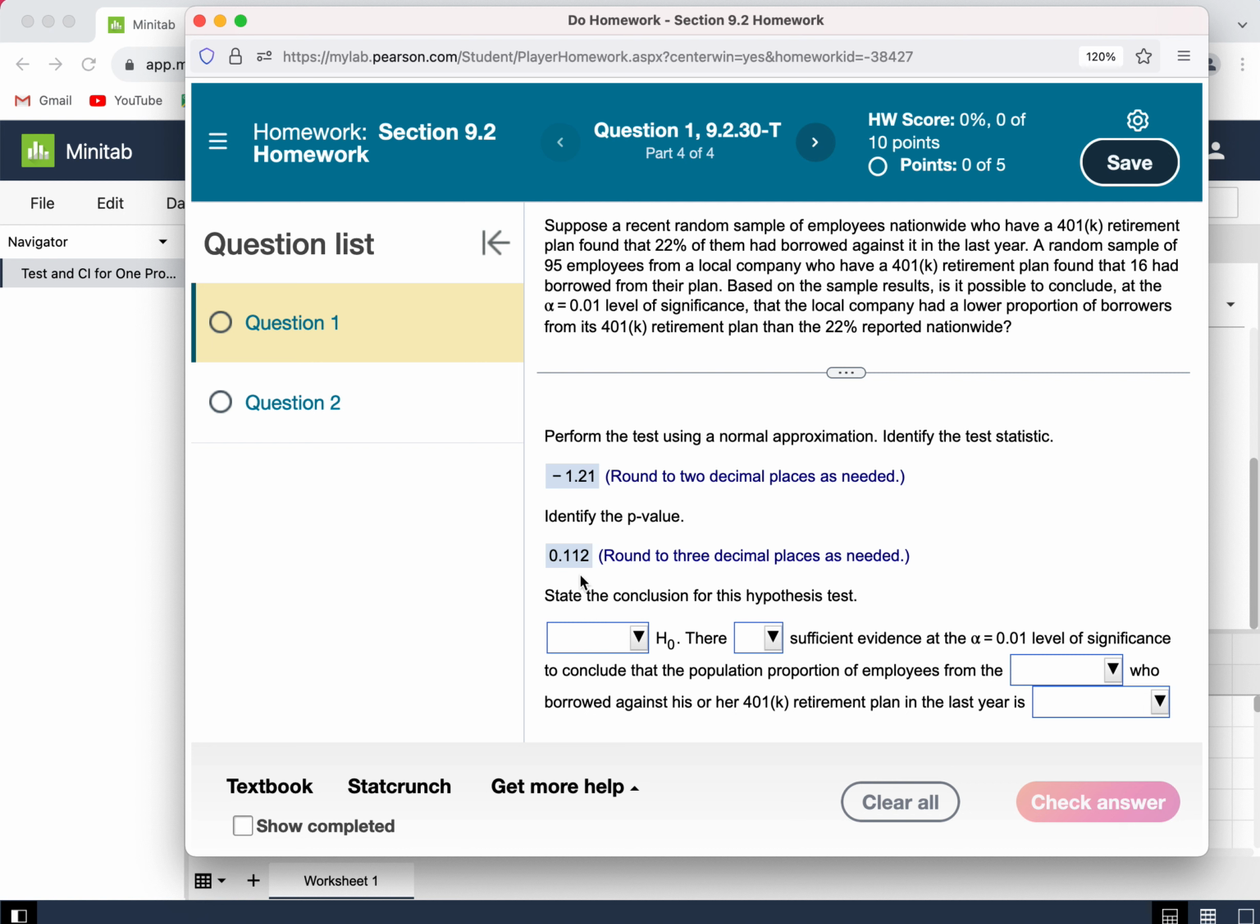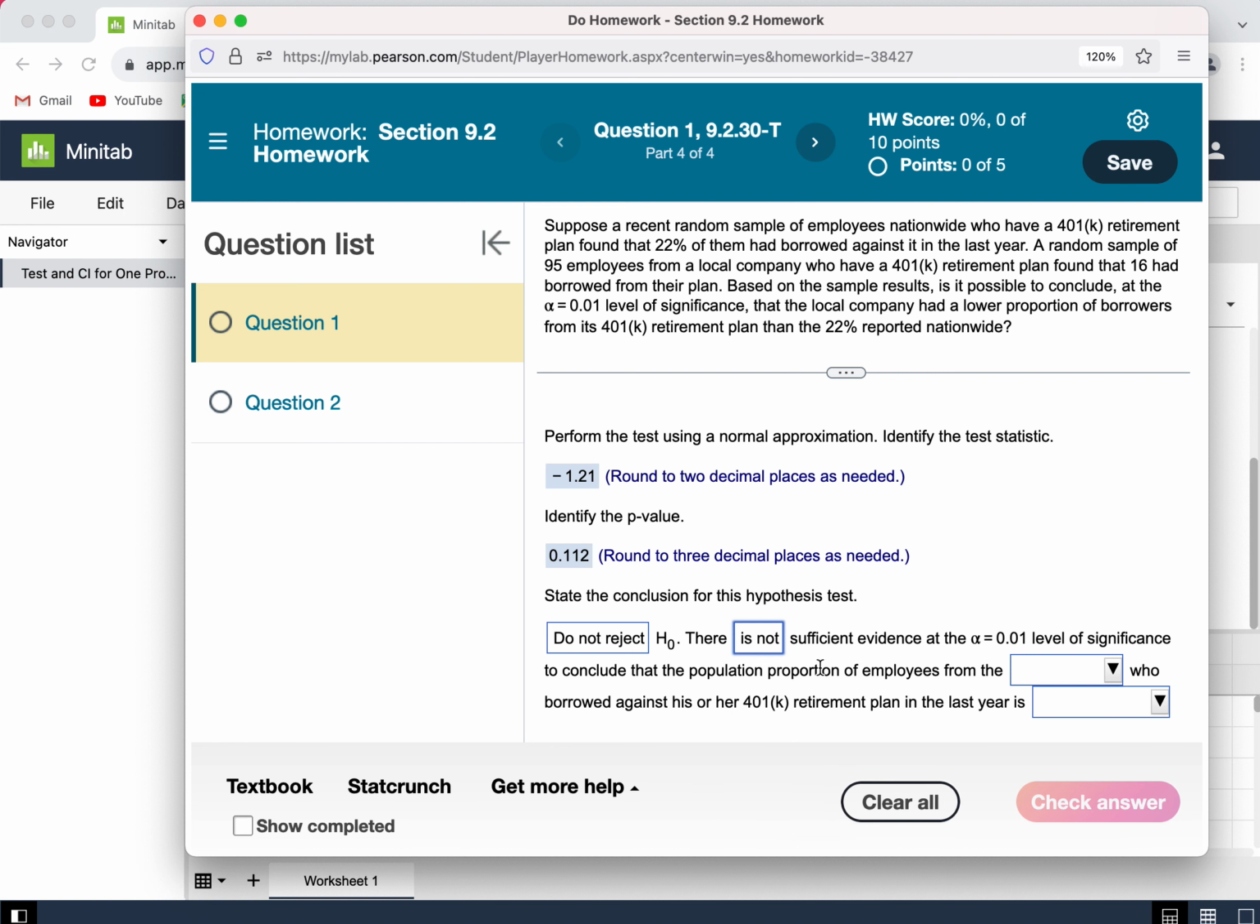Now I'm going to compare that p-value to my level of significance in the problem. If the p-value is less than alpha, then I reject the null hypothesis. My p-value is not less than alpha, it's greater than alpha, so I do not reject the null hypothesis. If I do not reject the null hypothesis, that means that I do not have evidence for the claim.